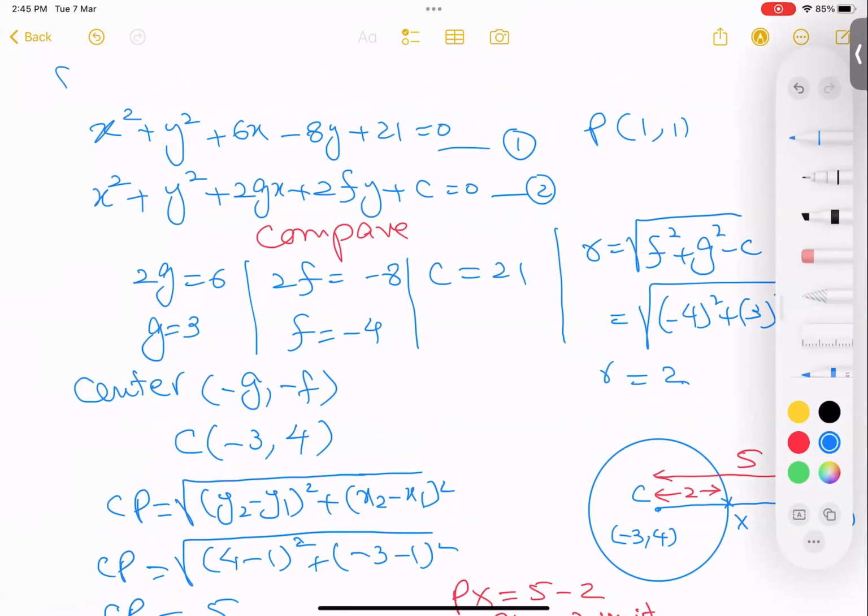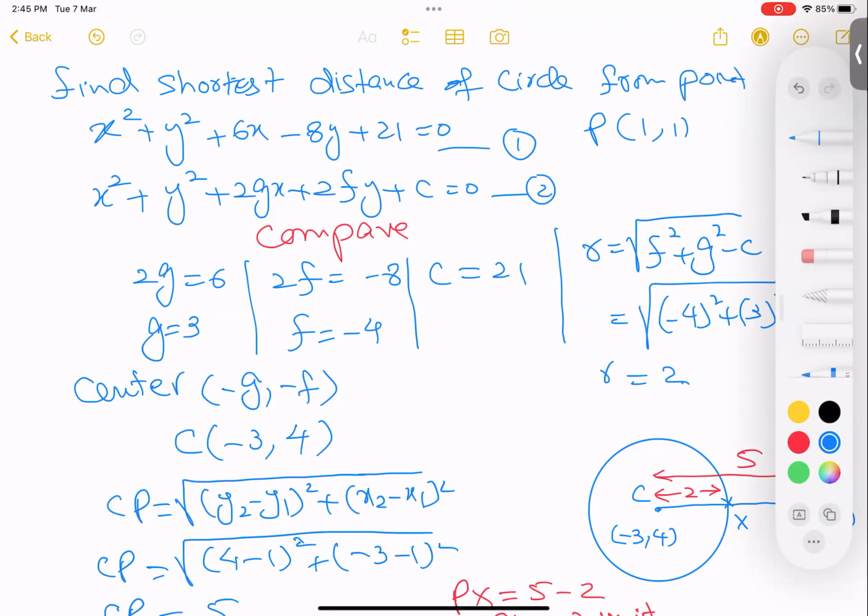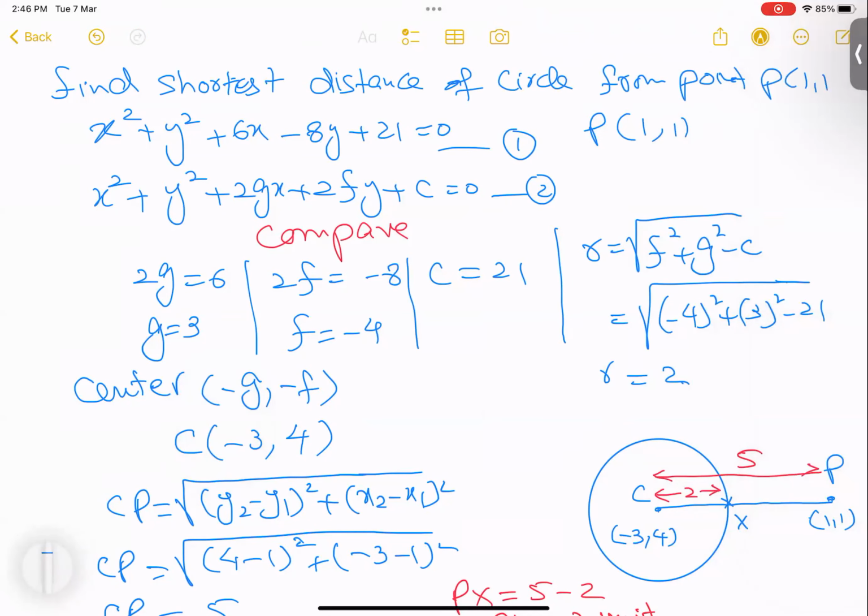Find the shortest distance of the circle from point P(1, 1). Okay, so this was a question, and we have done it. Alhamdulillah, Rabbil Alameen. So I hope so.